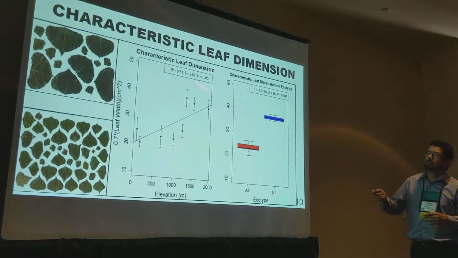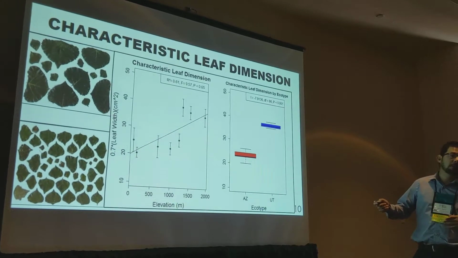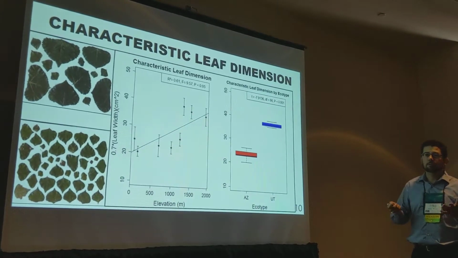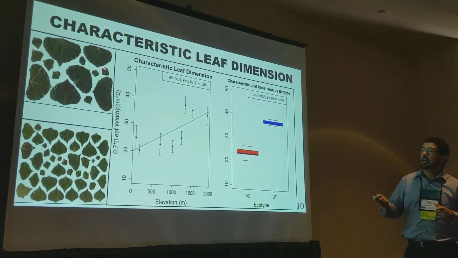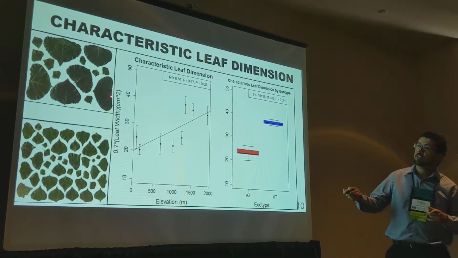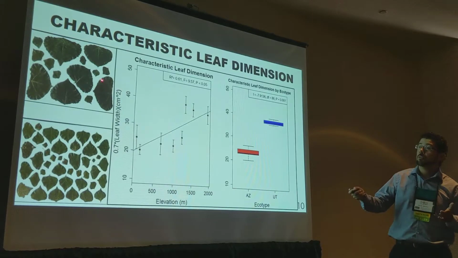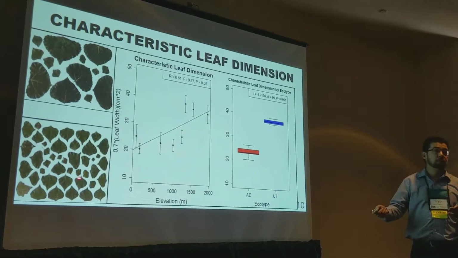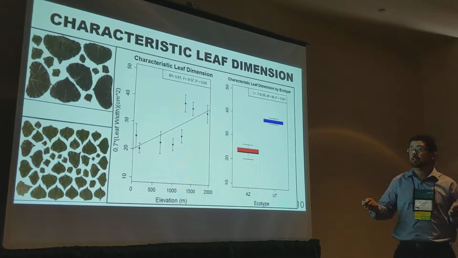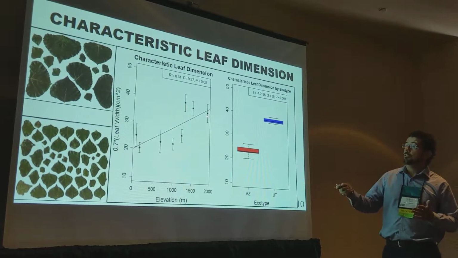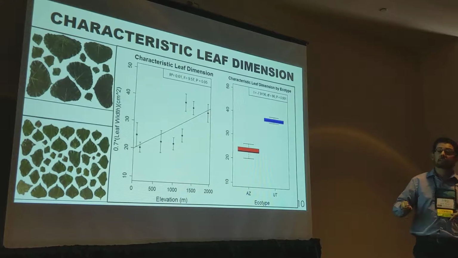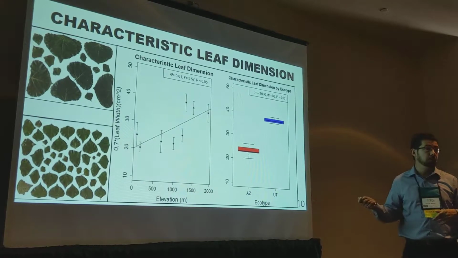Characteristic leaf dimension is a physiological measurement of leaf width, about how big the leaves are. And see these 2 pictures. These are collected from the Utah high plateau populations. These are from the Sonoran Desert, and you see a clear difference. And you see over here in my regression line how leaf size tends to increase as we increase the elevation of these populations.